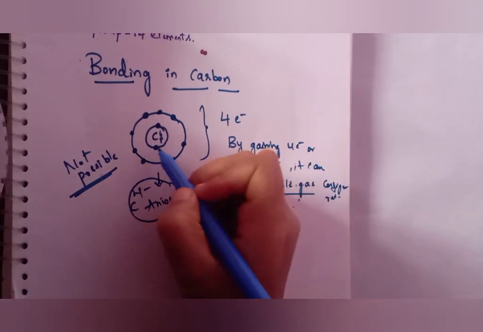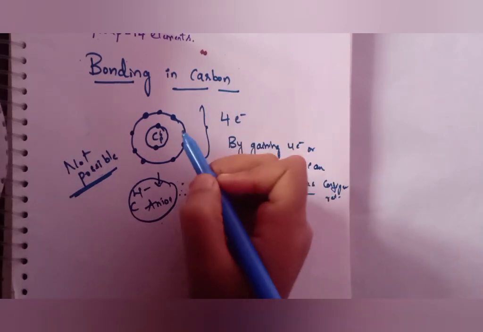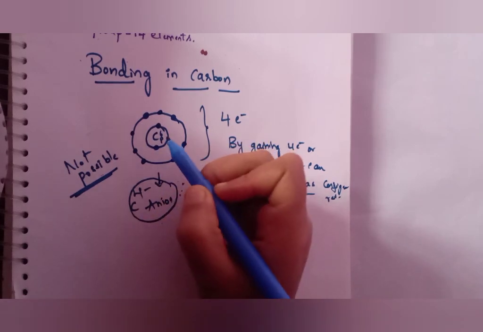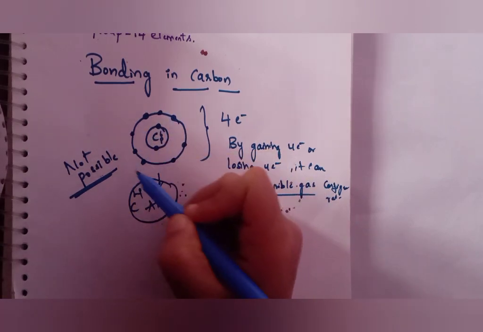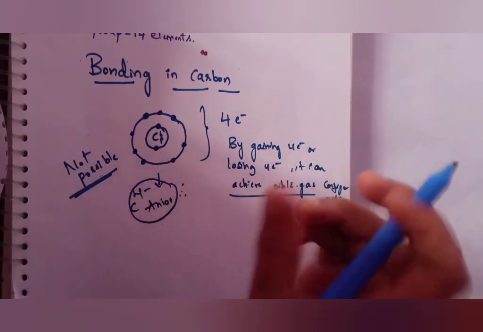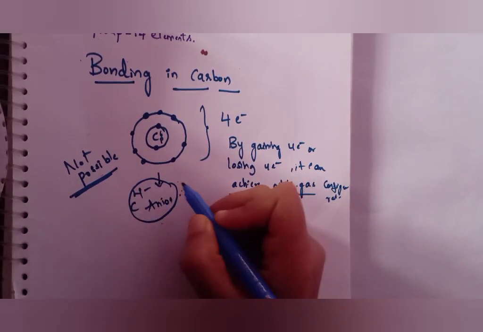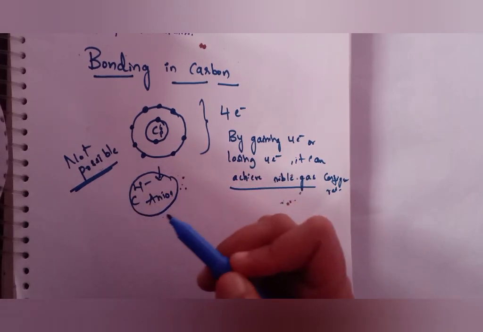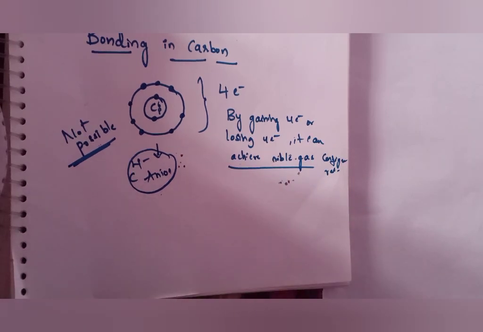Why? Because in the nucleus it is having 6 protons. So if at all 4 electrons are added, then the total number of electrons will be 10 electrons. So this nucleus with 6 protons cannot hold these 10 electrons. It is not possible. So this C4 minus anion is not possible. Next case is if it loses 4 electrons. Now in the first case we have seen if it gains 4 electrons. Now if it loses 4 electrons, what will happen?